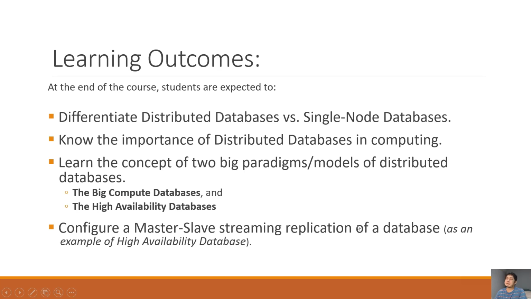Now for the learning outcomes of this course, students are expected to first differentiate distributed and single node databases. Second, know the importance of distributed databases in computing. Third, learn the concept of two big paradigms or models of distributed databases. These are big compute and high availability. And lastly, to configure the master-slave streaming replication of a database.